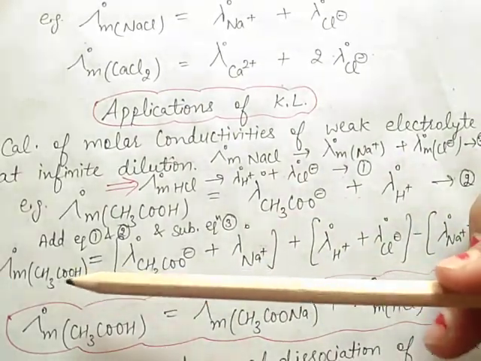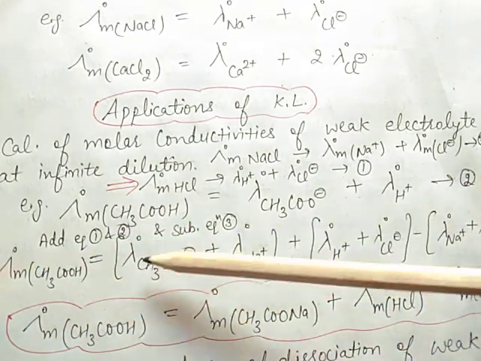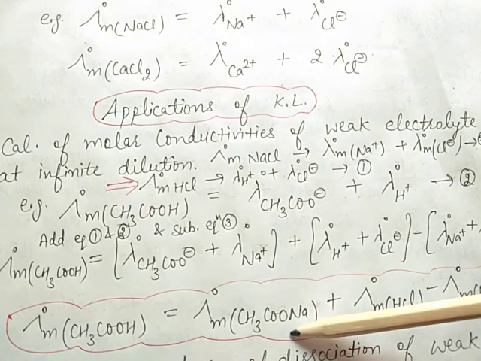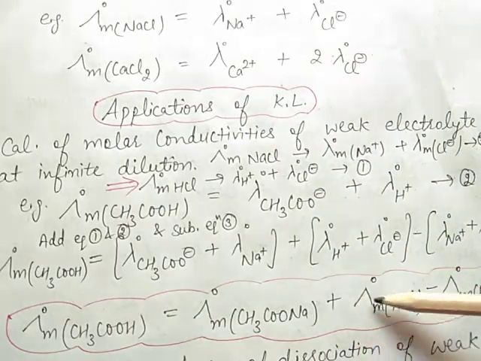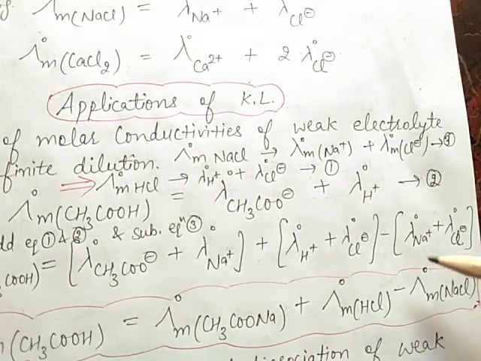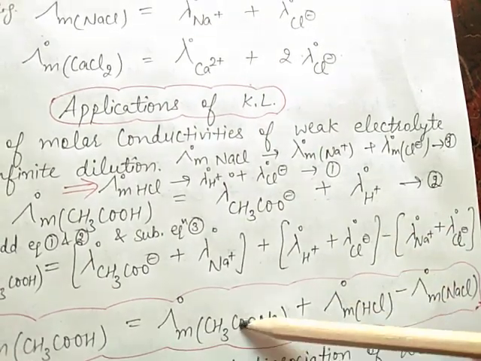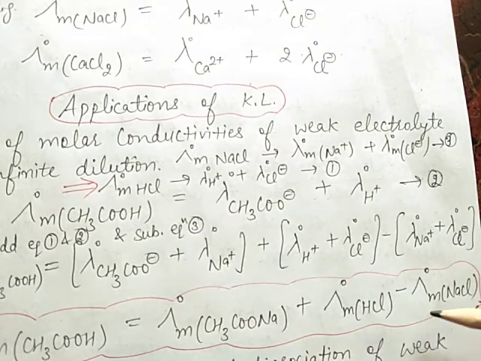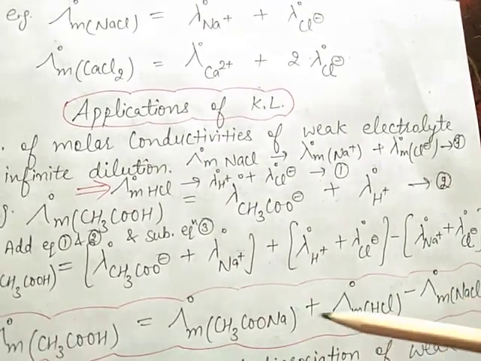It means how will you obtain the limiting molar conductivity of acetic acid? The limiting molar conductivity of sodium acetate, which dissociates into these ions, plus the limiting molar conductivity of HCl, H plus Cl negative, minus the limiting molar conductivity of NaCl. After addition of these two and subtracting the NaCl molar conductivity, we can easily obtain it.